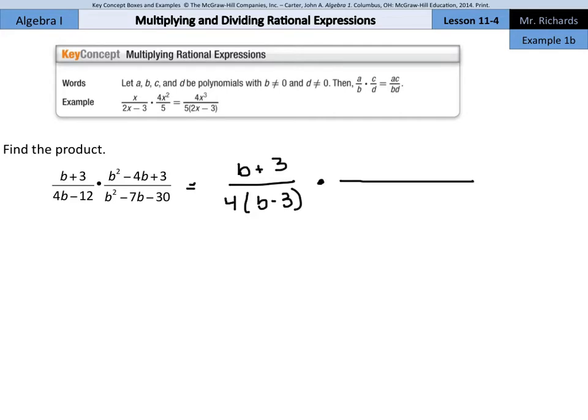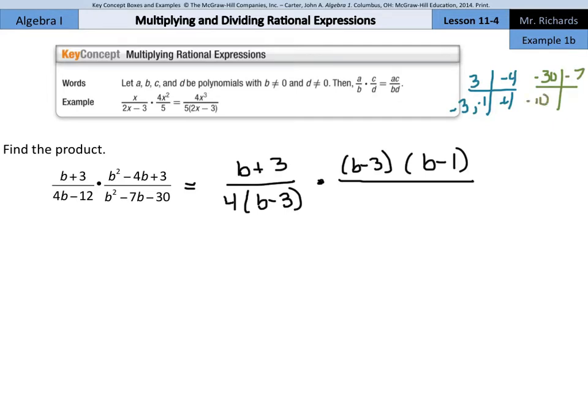b squared minus 4b plus 3. Well, if we just make a little note here, what multiplies to be 3 with the sum of negative 4? How about negative 3 and negative 1? Well, that would factor then into b minus 3 times b minus 1. In the bottom, b squared minus 7b minus 30, we can look to factor that, and is there anything that is a product of negative 30 that adds up to be a sum of negative 7? Well, what about negative 10 times positive 3? That's negative 7. And so we can factor this into b minus 10 times b plus 3.